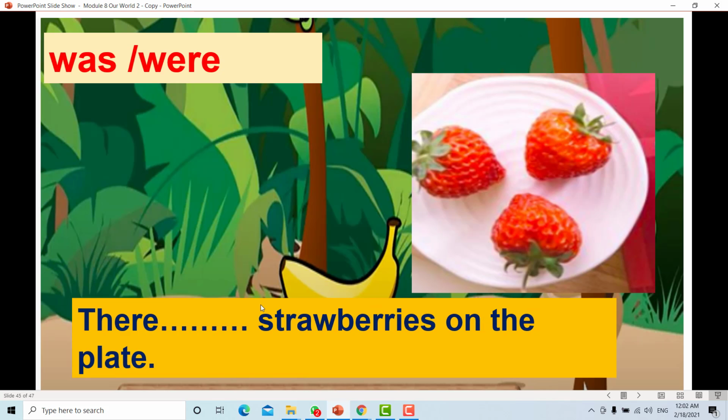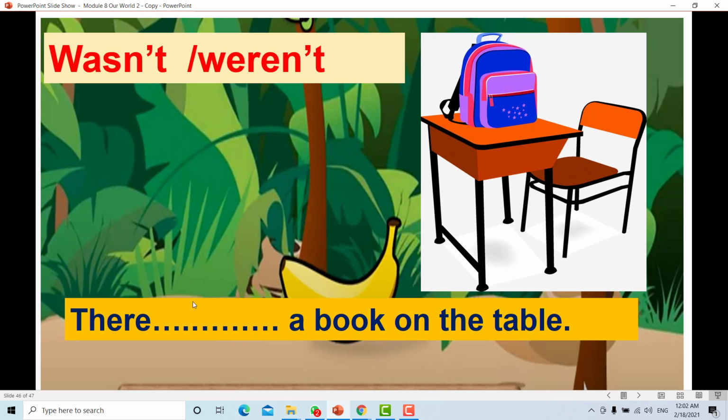There are strawberries on the plate. There was or there were? Look at the noun. Strawberries is a plural noun, so we will say there were strawberries on the plate. Wasn't or weren't? There wasn't a book on the table. There wasn't, because a book is a singular noun, just one book.